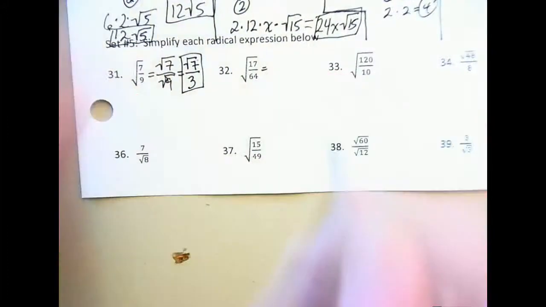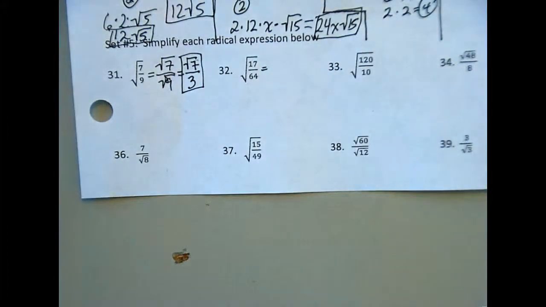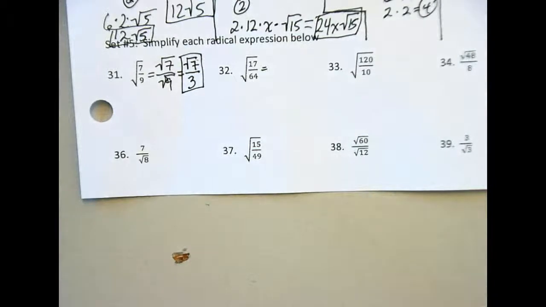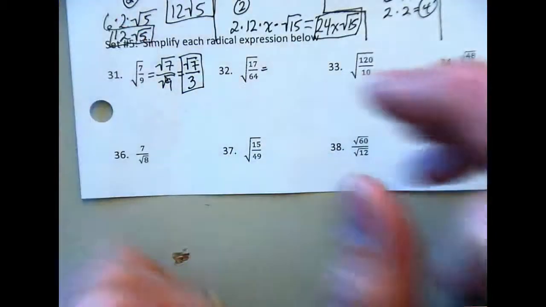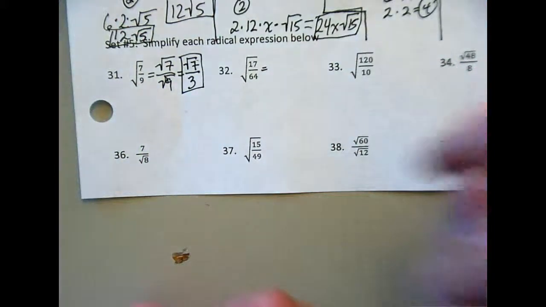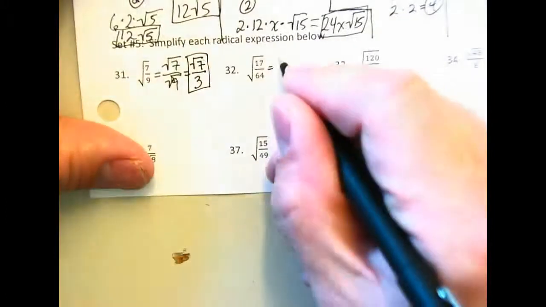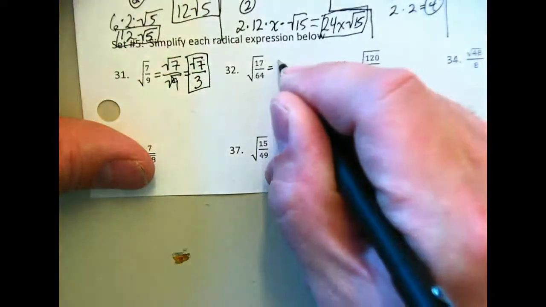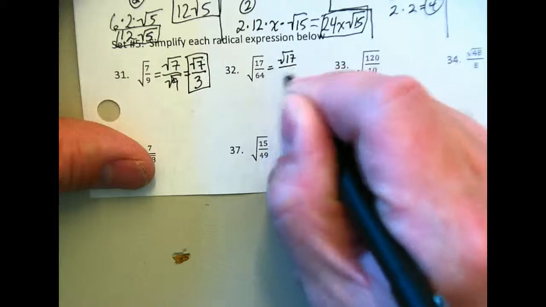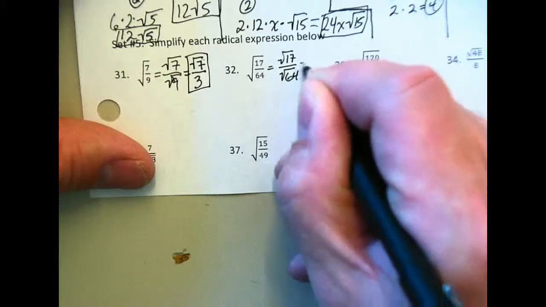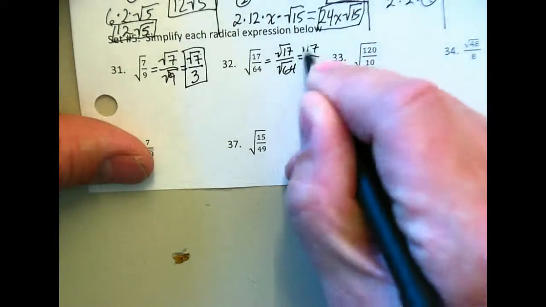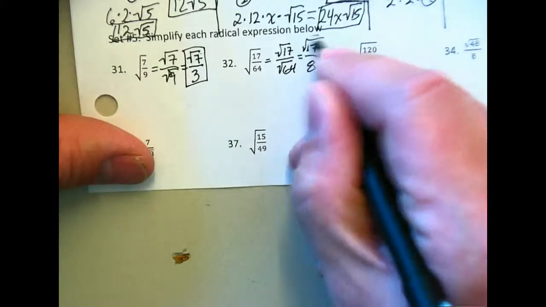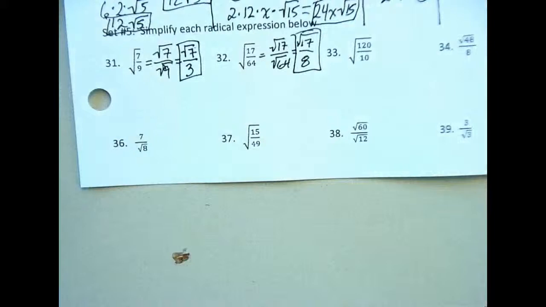Number 32, person number 9. Who's 9? Graham. Do you want me to say the answer? What'd you do? I did 17 over 64, so root 17 over root 64. And I got root 17 over 8. Root 17 over 8. Good. Perfect square on the bottom. Well done. All right, that is correct. Any questions there?